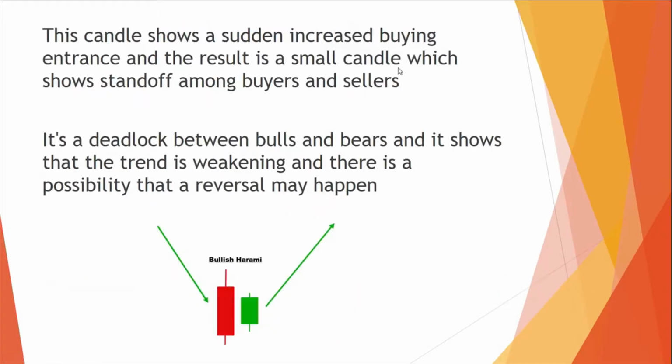This candle shows a sudden increase in buying, and the result is a small candle which shows a standoff among buyers and sellers. So these small candles here show a standoff among the buyers and sellers. It's a deadlock between bulls and bears, and it shows that the trend is weakening and there is a possibility that a reversal may happen. We can see it changes direction to an uptrend from the downtrend after this bullish Harami pattern.